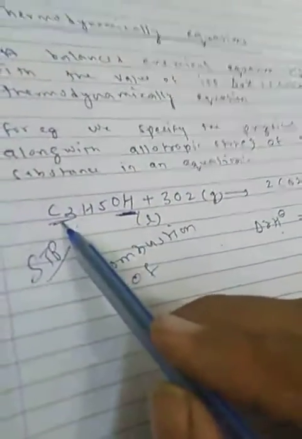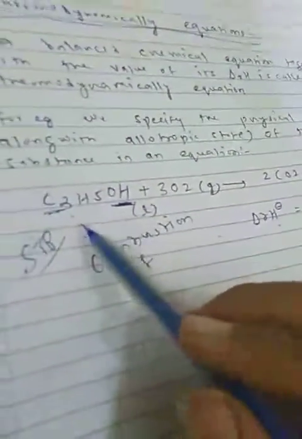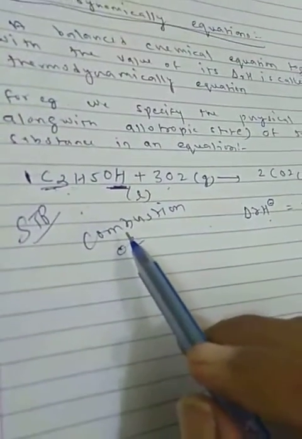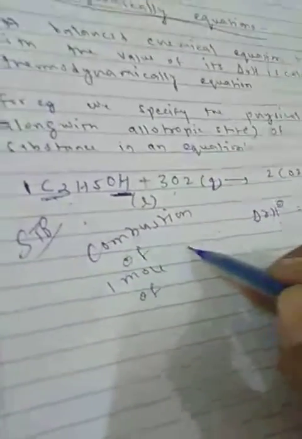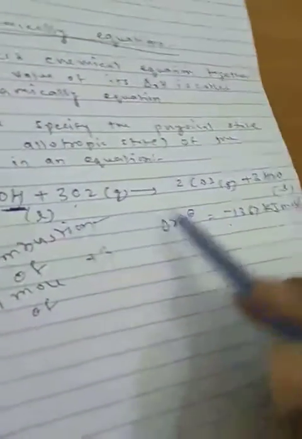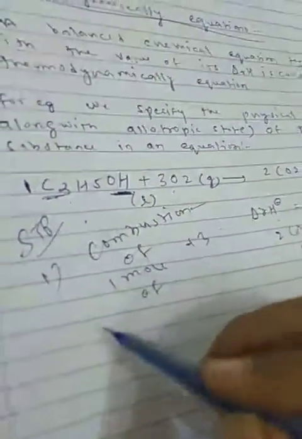The coefficients in a balanced equation: here 1, since there is no coefficient, then 3 for O2, then 2, and this 3. These coefficients in balanced thermodynamic equations refer to the number of moles, or molecules, of reactants and products involved in the reaction. So we can say 1 mole of ethanol plus 3 moles of oxygen on the reactant side gives 2 moles of CO2 and 3 moles of water. So from this equation we can know the number of moles. So the first point is we are knowing about the number of moles.